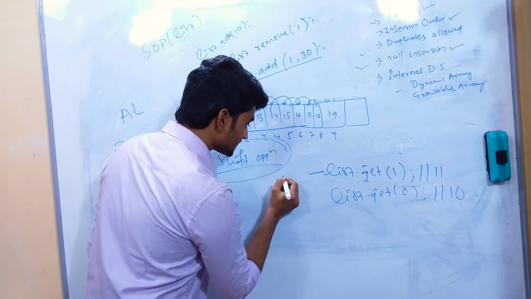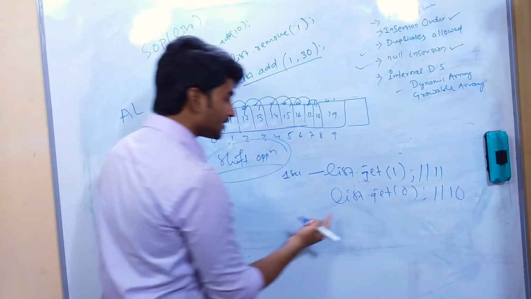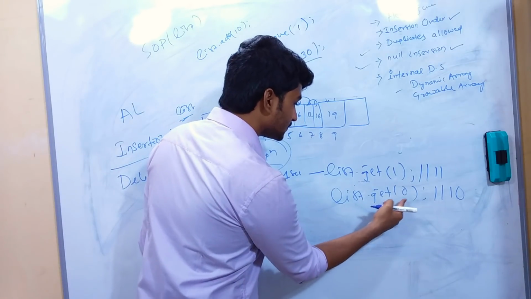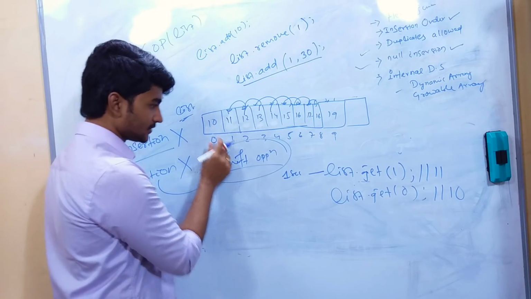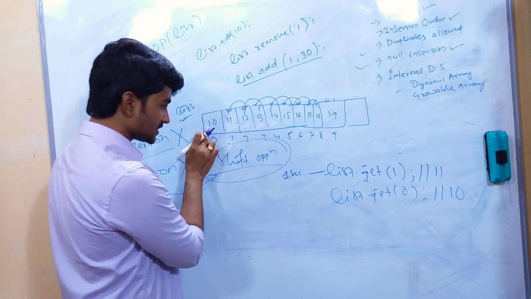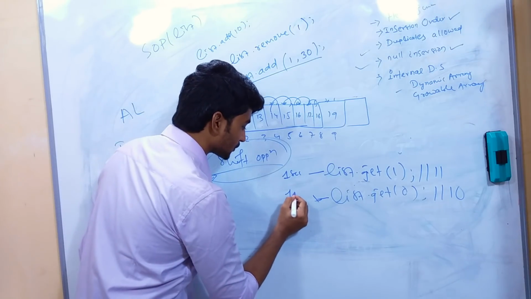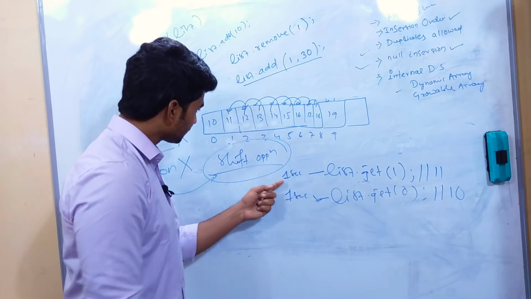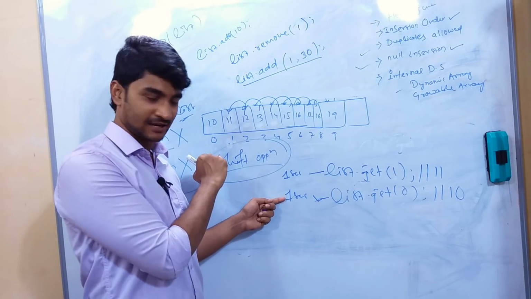Let's say this is taking 1 second to retrieve because this is the first index, right? Now you are doing list.get of 0. So you want to retrieve the first element in the list. This is giving you 10 because 10 is present here. This is also going to take 1 second. So see, for the first index also it is taking 1 second. For the 0th index also it is taking 1 second, right?